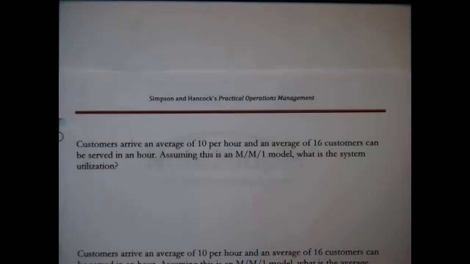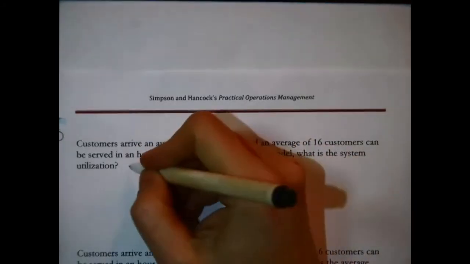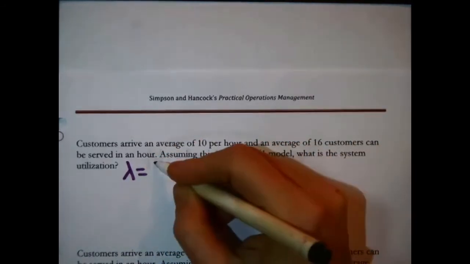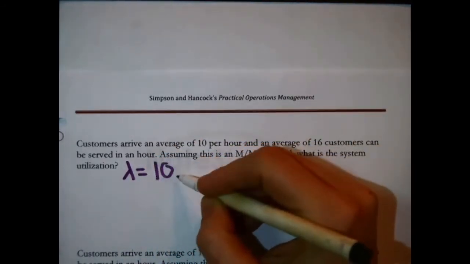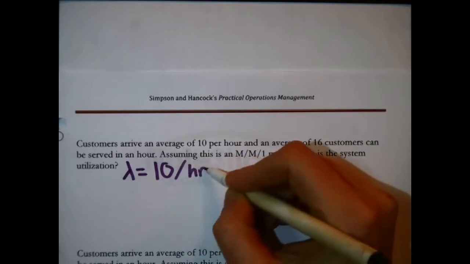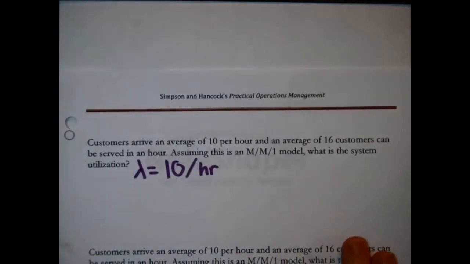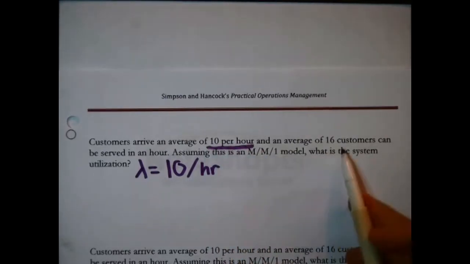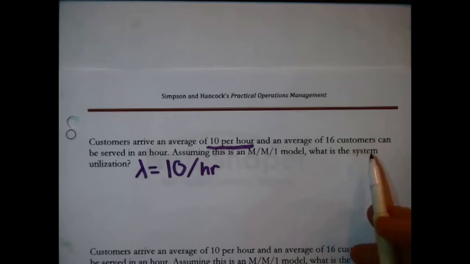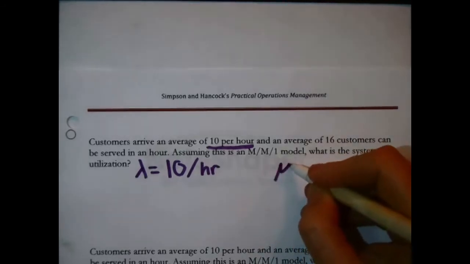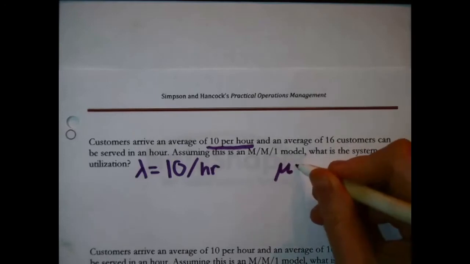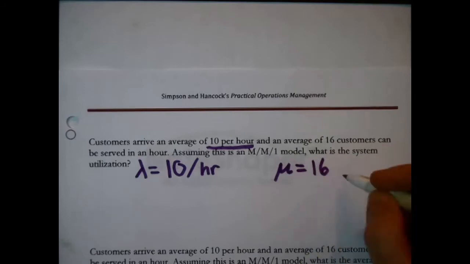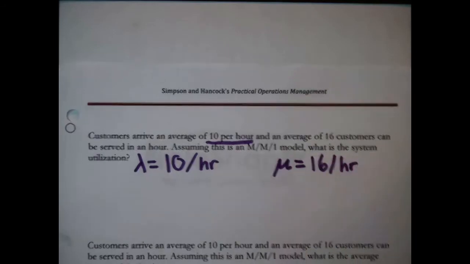Customers arrive an average of 10 an hour. Speaking of the MM1 model, the customer arrival rate is traditionally symbolized with lambda. Lambda equals 10. Oh, and an average of 16 customers can be served an hour. Mu is the traditional symbol for the average service rate, and that is exactly what we're being told there. On average, you can serve 16 customers an hour.